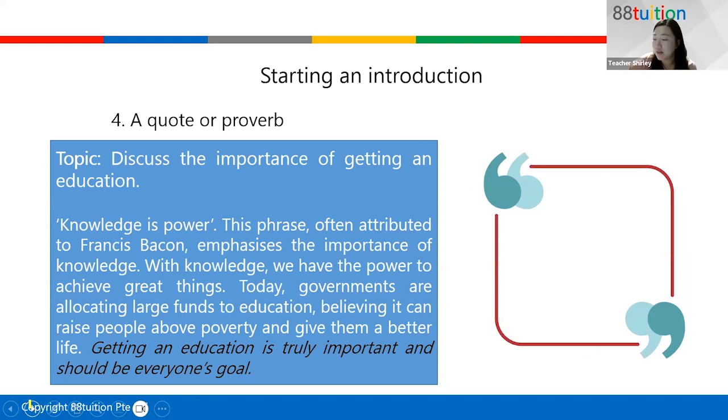Okay, I think I'll move on to Kit May. Discuss the importance of getting an education. Kit May, knowledge. Knowledge is power. Okay, this phrase is. Can you continue reading, please? I'm just Oh, you muted and I unmuted, is it? Yes. Okay, so can you please start from this phrase? I think you accidentally clicked mute.